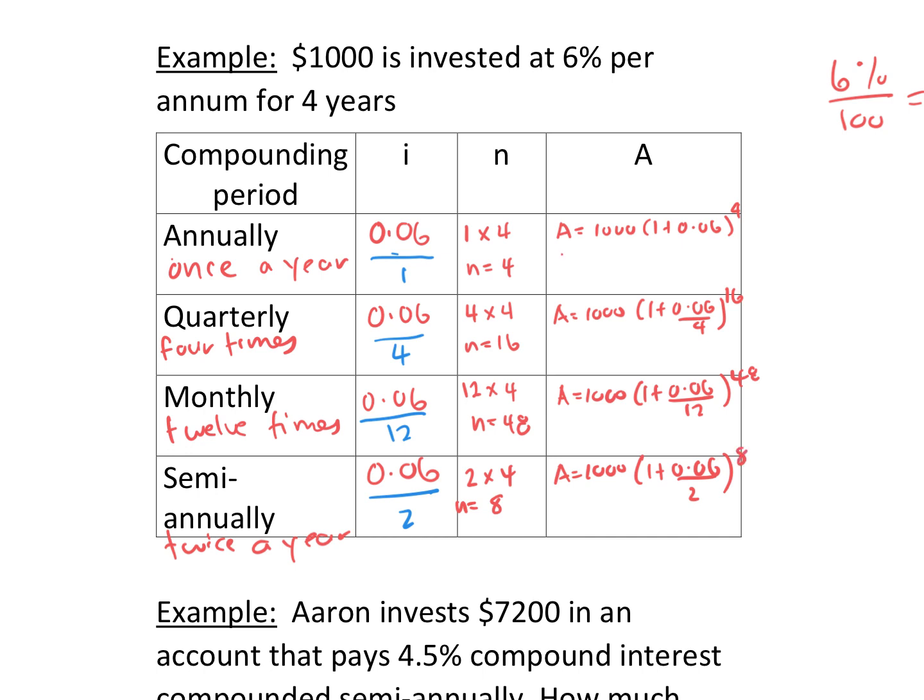So what we want to see is, does this make a difference in our answer? Remember that we're investing the same amount of money at the same interest rate for the same period of time, but we're compounding it differently. So let's calculate the first one.